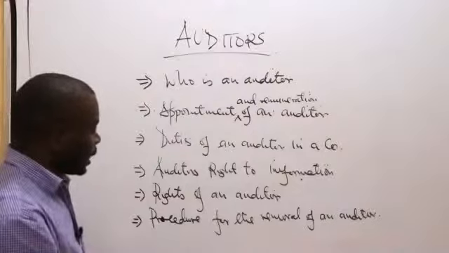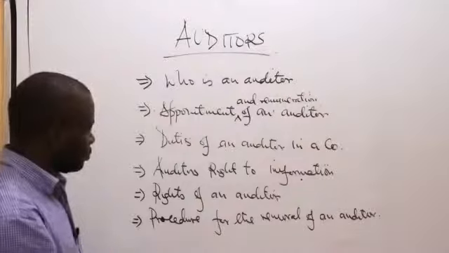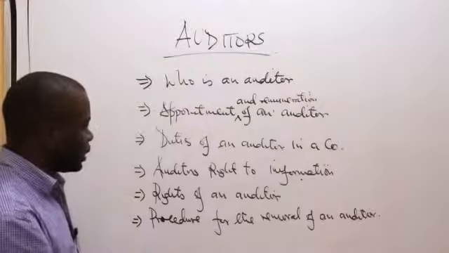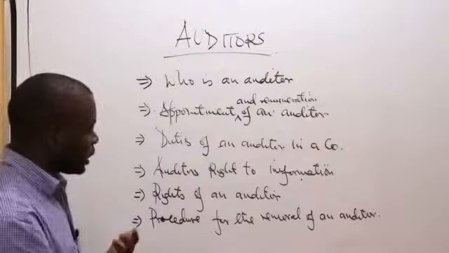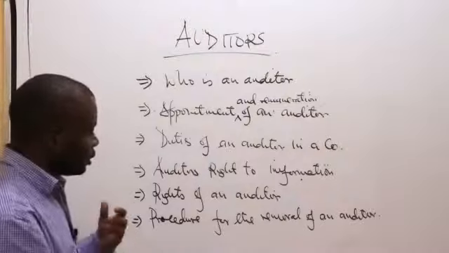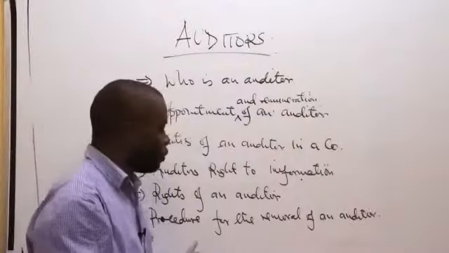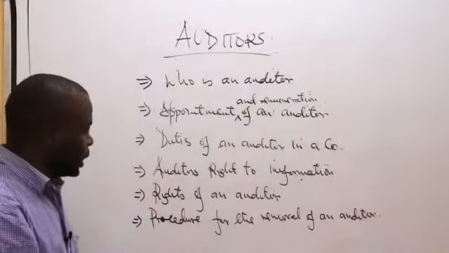So the auditor's right to information is very key. Then other rights of an auditor in a company. Of course we are saying the major right is to access the information in the company, but he has other rights in the company. For example, you must pay an auditor once you appoint him as an auditor of the company. So that is a right. We'll see other rights that he's able to enjoy.